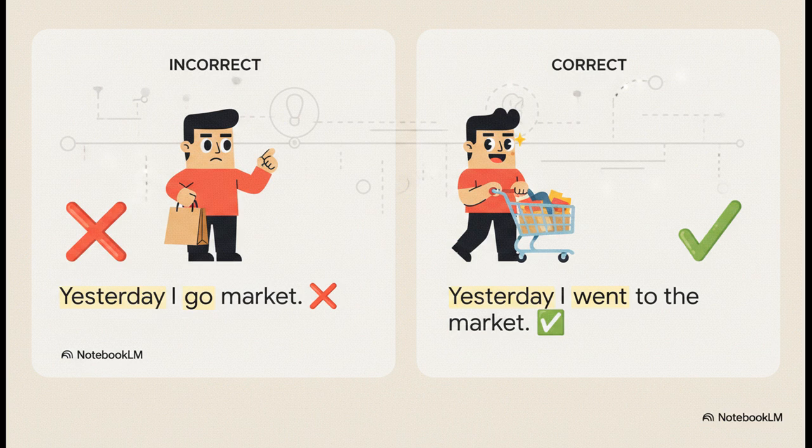Let's look at this first one. A very common mistake is saying, "yesterday I go market." But remember our timeline from a few minutes ago? Yesterday firmly puts us in the past tense zone, and go is one of those rebellious, irregular verbs we just talked about. So we fix it by swapping to the irregular past tense: "yesterday I went to the market." See? It's a really quick fix once you spot that time marker.